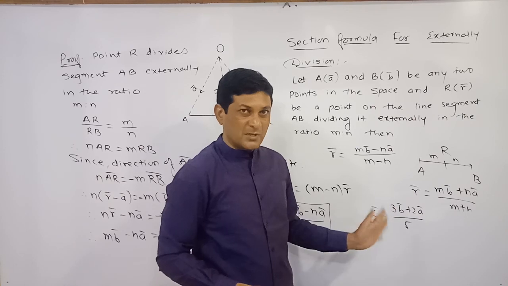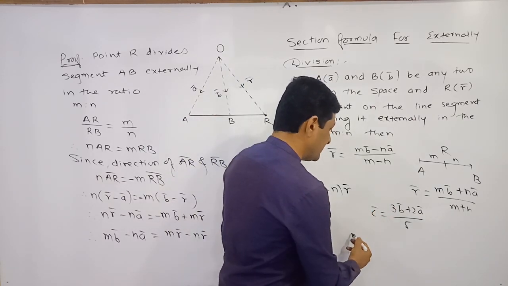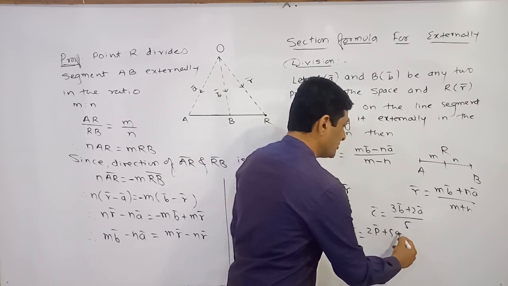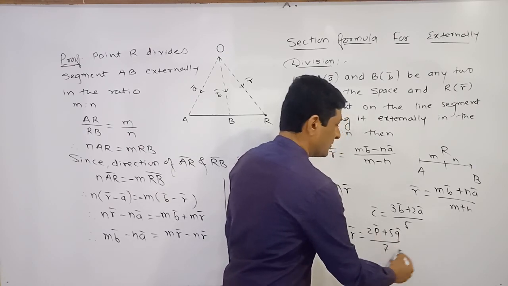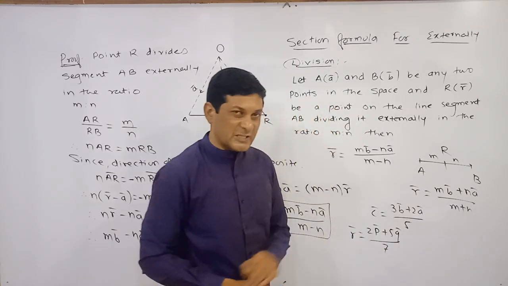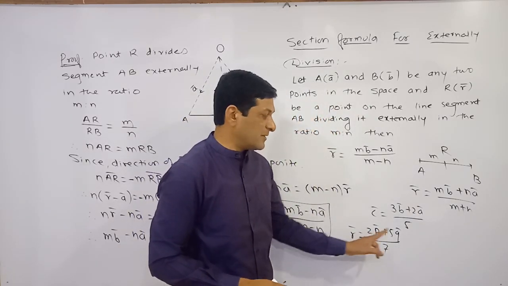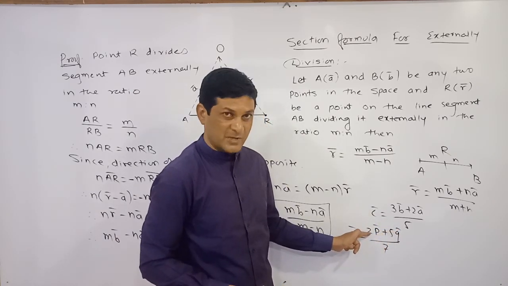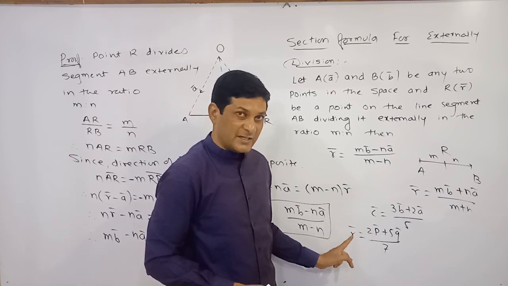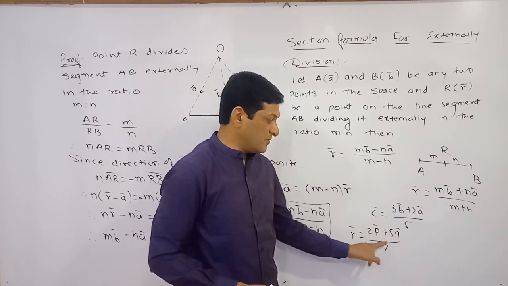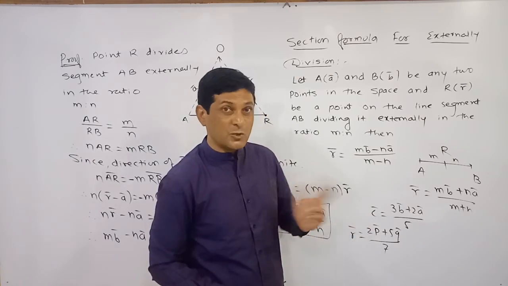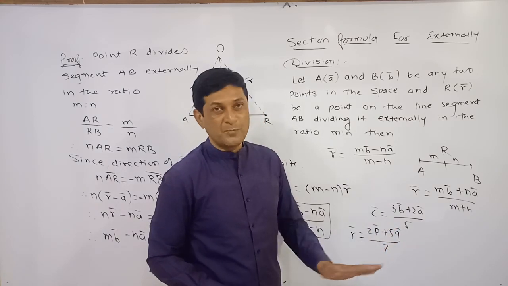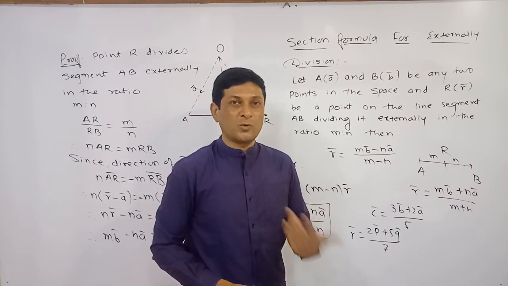Is it clear? So now, if one expression is given to us, say R bar is equal to 2P bar plus 5Q bar upon 2 plus 5, which is equal to 7. Observing this expression, we can say that point R divides segment PQ in which ratio? For segment PQ, the ratio will be 5 is to 2. Getting it? But if we are saying segment QP, then the ratio will be 2 is to 5. So such types of techniques we use while solving examples.